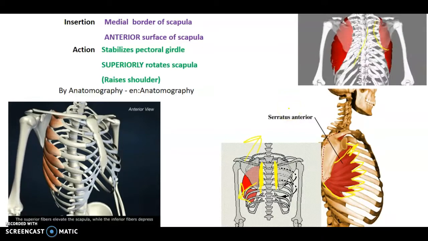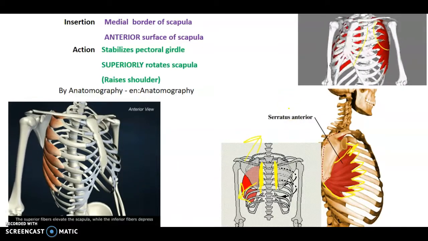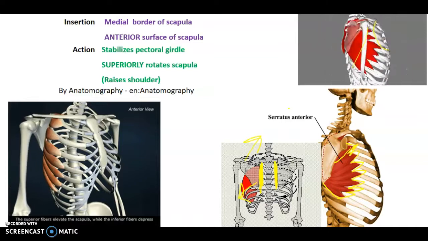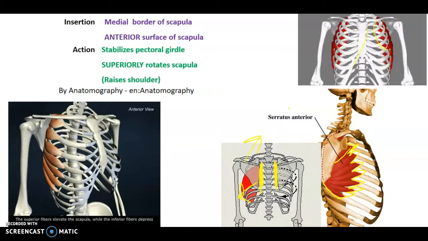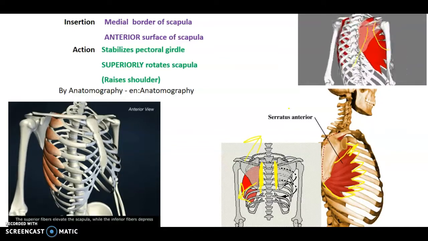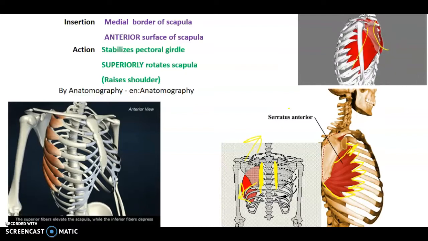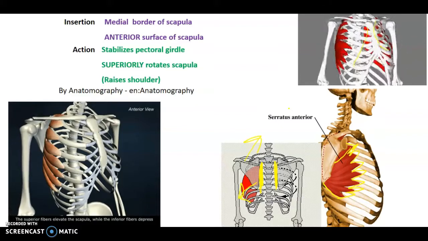And climbers use this. I used to go to a climbing gym all the time. And at that gym, they had such awesome serratus anteriors because of all the reaching moves that they have to do in climbing. I know nothing about climbing, by the way.